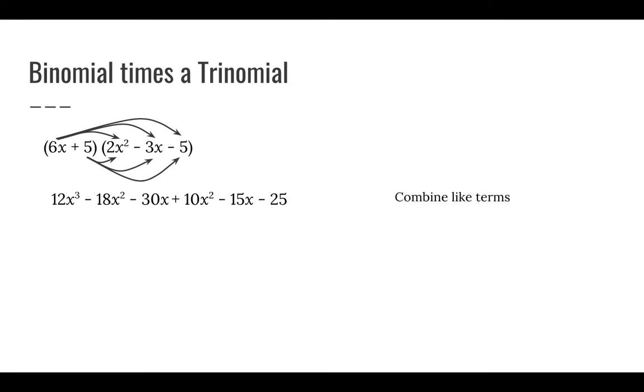And to finish this off, I'm going to combine like terms. I'm going to go right down the row. 12x cubed. I look and see, do I have any other terms that have x cubes? You'll see that I do not, so then I write 12x cubed down. Then I move on to the x squareds. I have two terms that are x squareds. So negative 18x squared, positive 10x squared will give us a negative 8x squared. Then I move on to the x terms. Negative 30x and negative 15x will give us negative 45x. And finally, I don't have any other constants to combine with negative 25, so I'll write negative 25 to finish out my final answer.